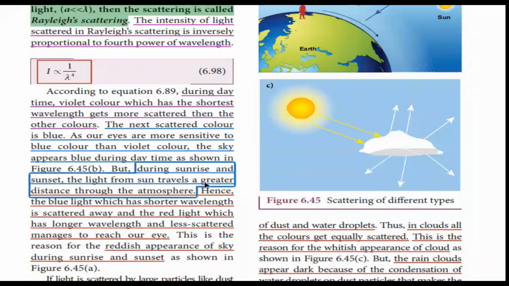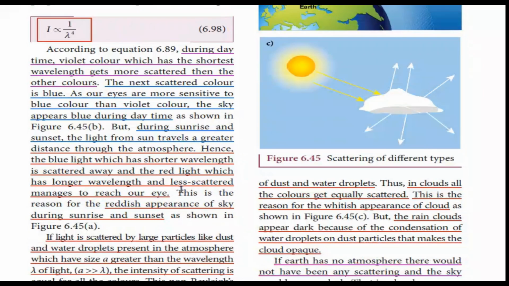But during sunrise and sunset, the light from sun travels a greater distance through the atmosphere. Hence, blue light, which has a shorter wavelength, is scattered away, and the red light, which has a longer wavelength, only will reach our eyes. And that is because of less scattering. This is the reason for the reddish appearance of sky during sunrise and sunset.